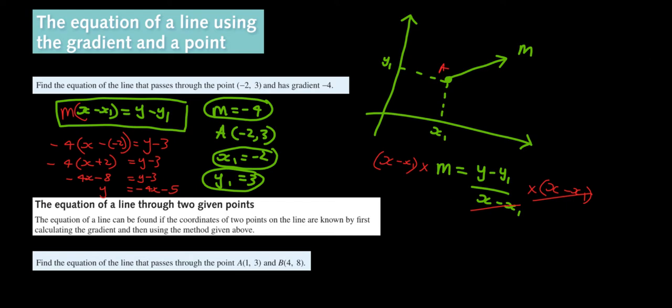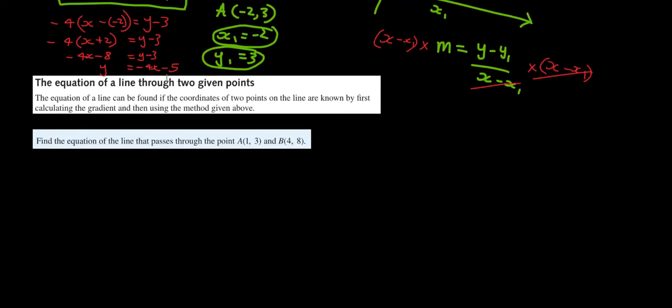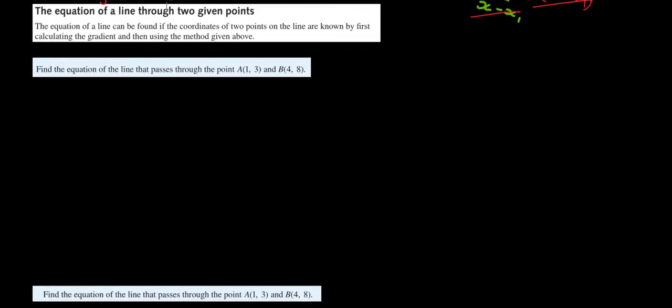So let's try another question. This time we need to find the gradient. We're not given the gradient, so we use the formula y2 minus y1 over x2 minus x1. So we can read off x1, y1, x2, y2. Here x1 is 1, y1 is 3, x2 is 4, and y2 is 8.